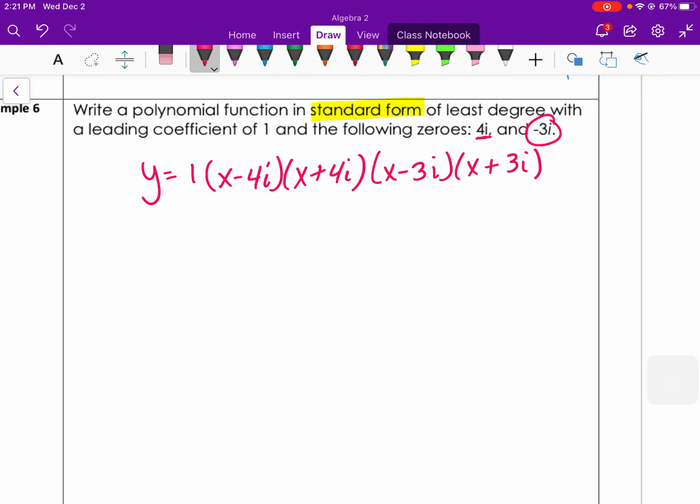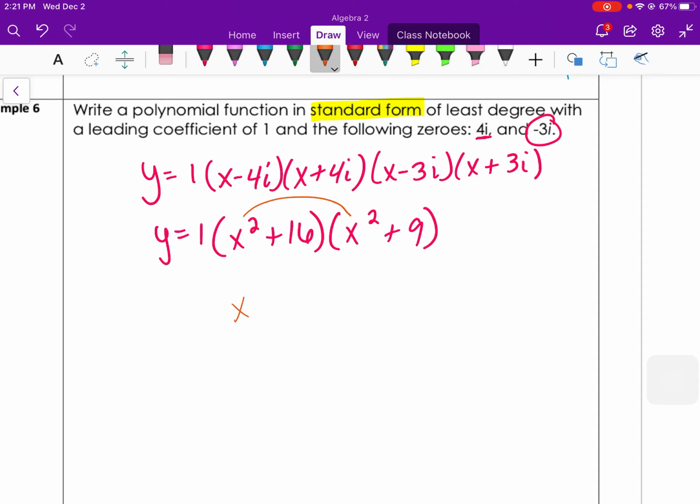These ones are conjugates, so they're easy to multiply back out. I know that this is going to be x squared plus 16. And I know that this one will be x squared plus 9. Because if I were to solve those, I would get 4i and negative 4i and 3i and negative 3i. So if you multiply those out, that's what you would get. And then multiplying those out to get your final answer, you get x to the 4th, x squared times 9 would be 9x squared. Then 16 times x squared would be 16x squared. And 16 times 9 would be 144.